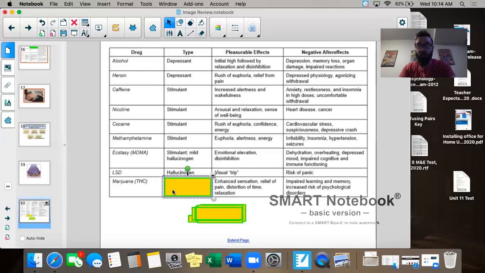Marijuana, or the active ingredient we'd be concerned with for the College Board and the AP exam, is THC. Okay, a milder hallucinogen, although you could definitely get it dialed up so you've got a much more potent version of it. Sensing different things. You could have pain relief, again, that's called an analgesic, or distortions of different things.